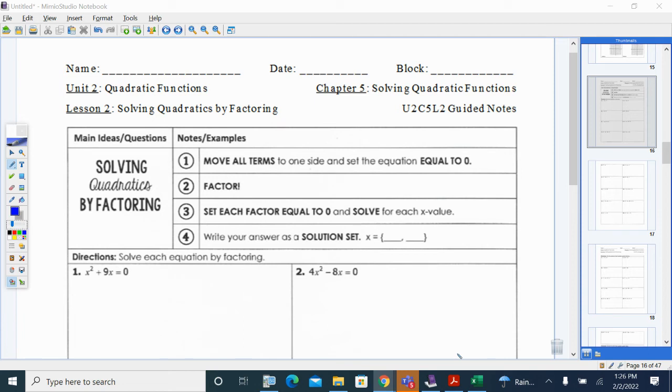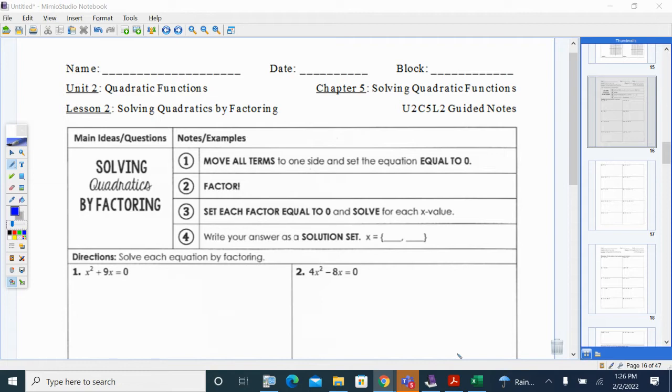This video is on Unit 2, Chapter 5 on solving quadratic functions, lesson number 2, solving quadratics by factoring. In the notes here, under solving quadratics by factoring, the steps are: number 1, move all terms to one side and set the equation equal to 0.